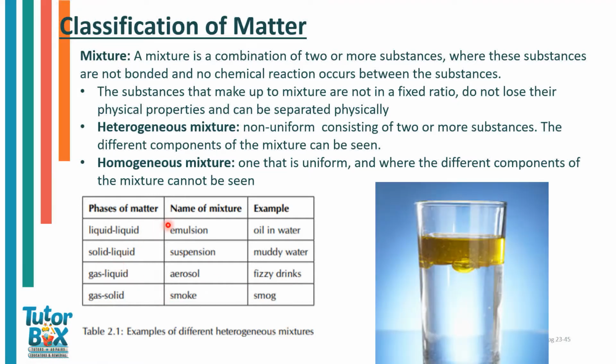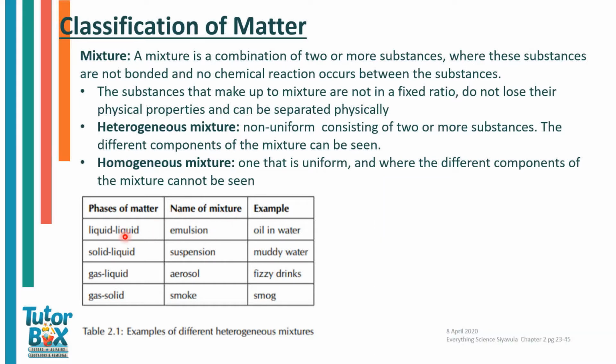So an example would be oil in water is an emulsion of a liquid liquid, and it's separate. You can see each part of the components. A solid liquid would be your muddy water, because the mud is your solid and the liquid is your water. A gas liquid would be things like fizzy drinks, spray deodorants, those type of things. Your gas solid would be something like smog.